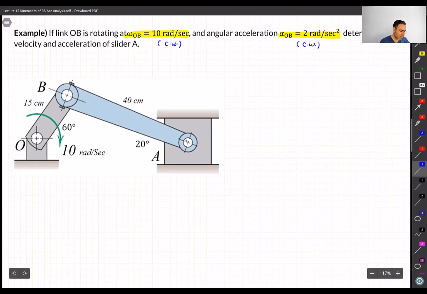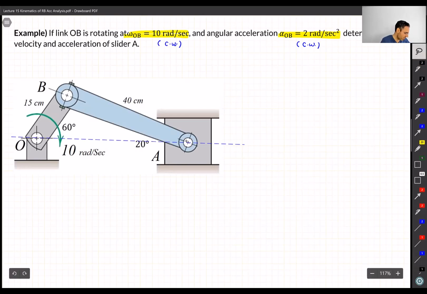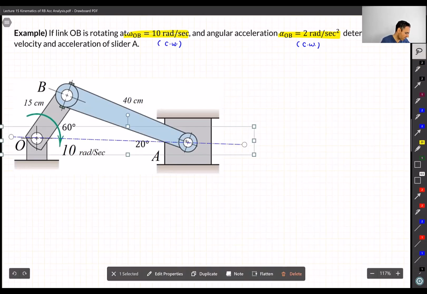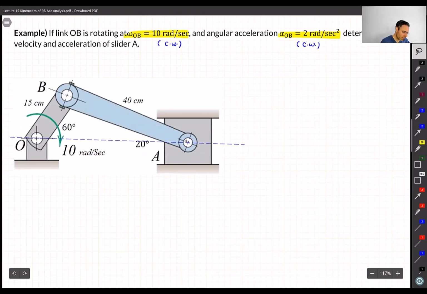Before I solve the problem, I try to draw some lines, so that when I'm solving the problem, there is less chance to make mistakes with angles and everything. So one horizontal line here, and then one line from O to B.